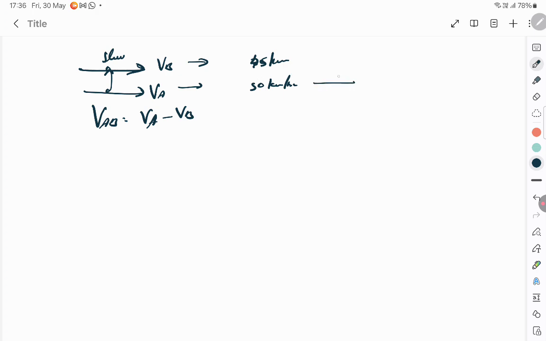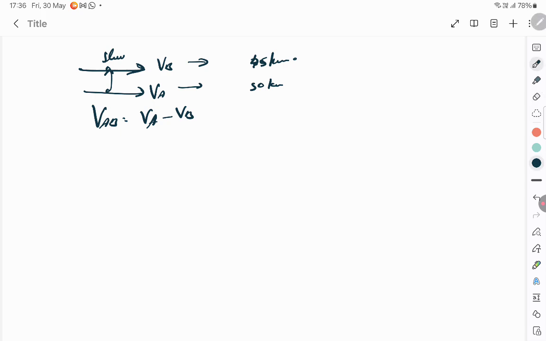Both of them are going at almost the same velocity, so it will appear to be going very slowly. 50 minus 45 is 5 kilometer per hour. For that person, this will appear to go at 5 kilometer per hour, not 50. So that's the relative velocity of one with respect to the other. Velocity of A with respect to B is VA minus VB.